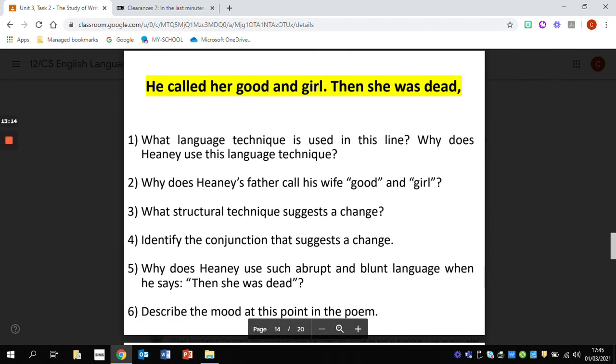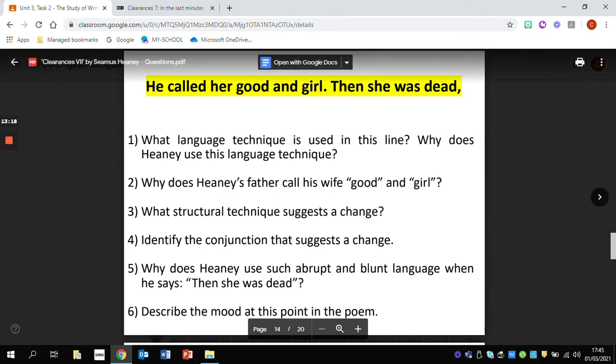"Called her good and girl, then she was dead." So we have alliteration here, good, girl. It's also a very short sentence. He called her good and girl, and then we have a short phrase, then she was dead. We have a full stop here in the middle, so we have a little caesura here, just to show this little pause, I suppose, and it just shows maybe that Heaney knows that life is short, it's fleeting, and it just can go in a moment, okay?